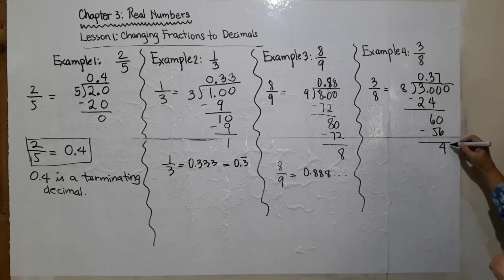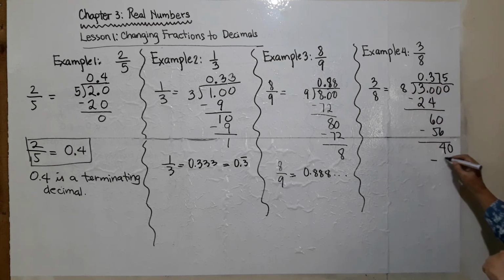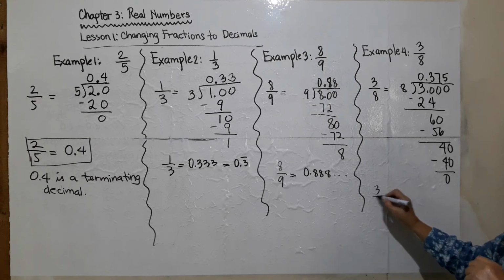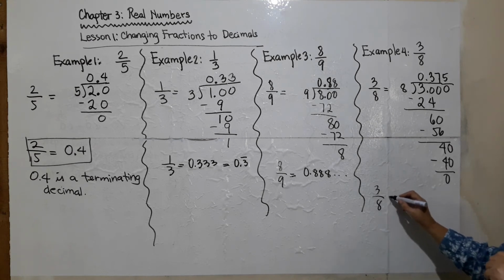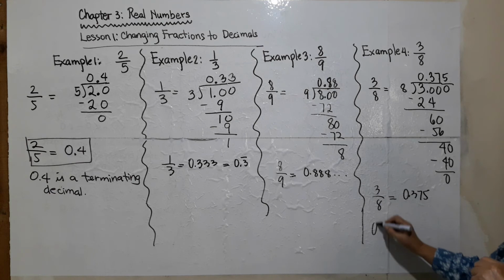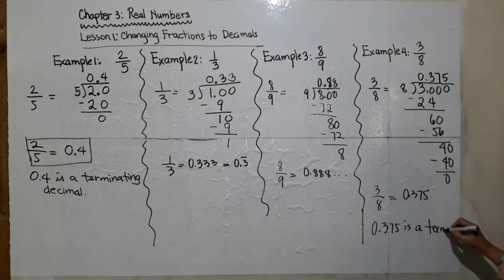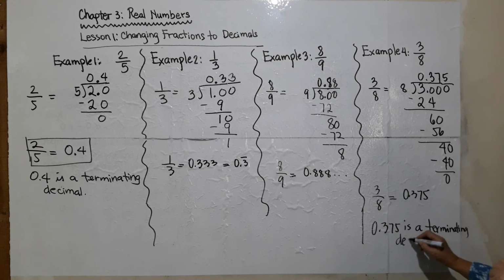Put down 0, bring down 0. 40 divided by 8 is 5. Then 5 times 8 is 40. So there is no more remainder. So we can say that 3 over 8 is equal to 0.375. And 0.375 is a terminating decimal. Terminating because there is an end. It stops at 5.